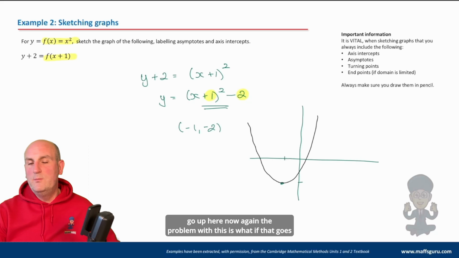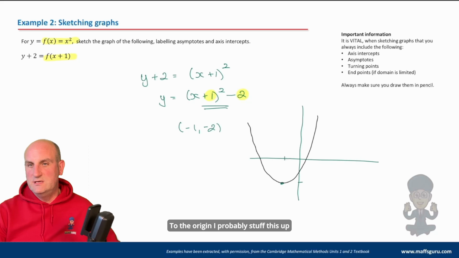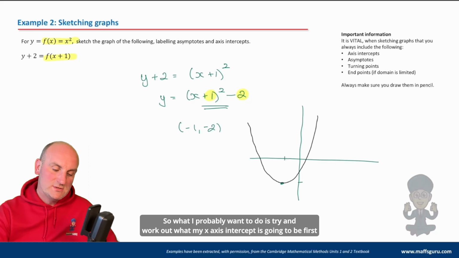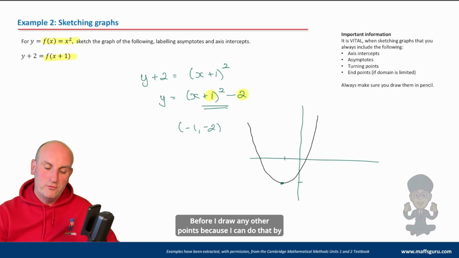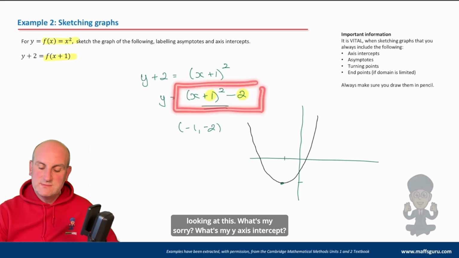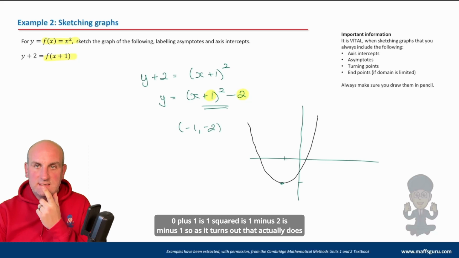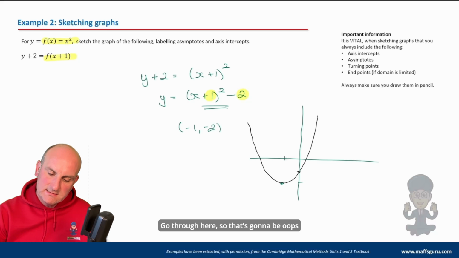Now again, the problem with this is, what if that goes to the origin? I've probably stuffed this up. So what I probably want to do is try and work out what my x-axis intercept is going to be first, before I draw any other points. Because I can do that by looking at this. What's my y-axis intercept? 0 plus 1 is 1, squared is 1, minus 2 is minus 1. So as it turns out, that actually does go through here.